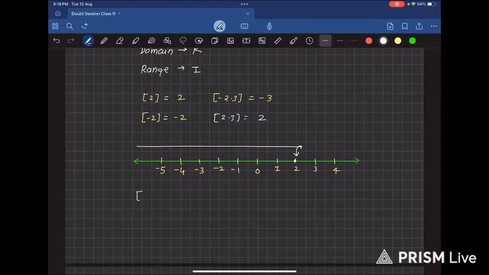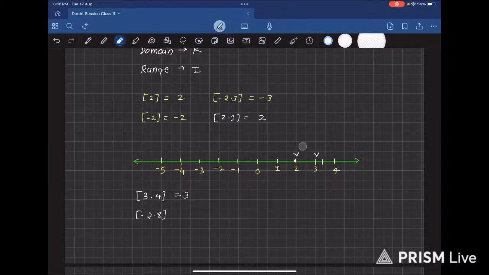Okay, if I say 3.4, you are going from here and 3.4 will lie somewhere here. Which maximum integer have you crossed? 3. So the answer will be 3. What is the answer for minus 2.8? Again you have to think like that only. If you are going from here, minus 2.8 will be somewhere here. Which pole have you crossed? This one. So minus 3 will be the answer.